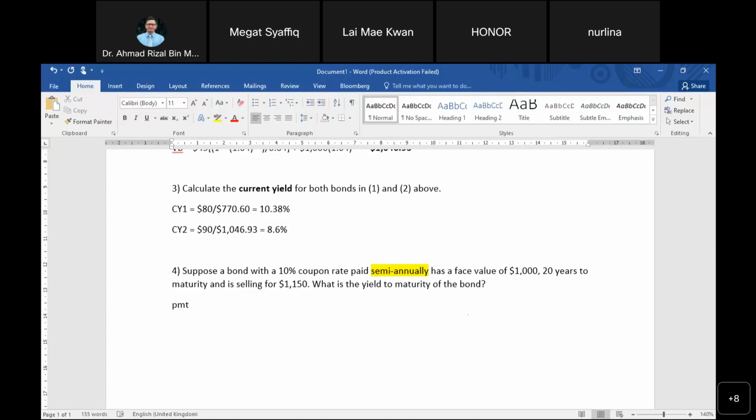Calculate your PMT, the coupon payment. It's 10%, and because this is semi-annual, you have to divide by 2 before you multiply with 1,000. This equals $50. Then what? What is your N?